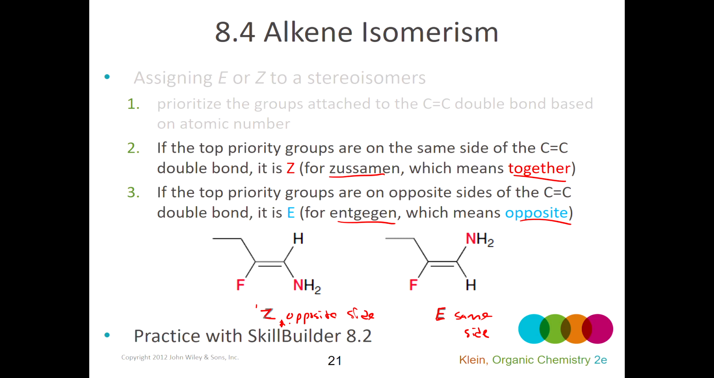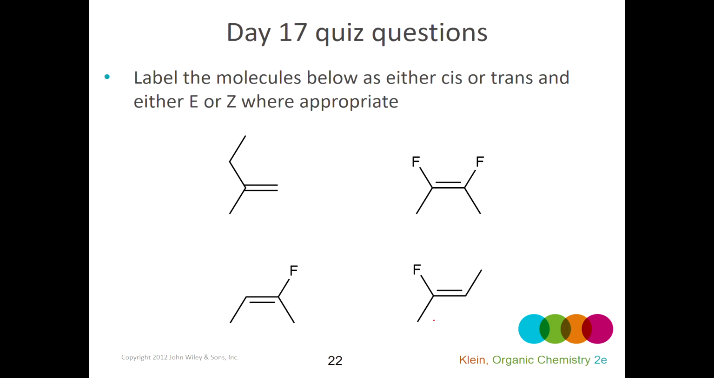However you remember is fine, but you have to have some way of remembering that when the two top priority groups are on the same side, that's Z, even though the letter Z has the lines pointing on opposite sides of the central line. And when the two top priority groups are on opposite sides of the pi bond, it's E, even though all the lines in the letter E come off of the same side of the central vertical line in the letter E. So any way you can use to remember that is fine. Let's just practice a couple, and then we'll go back and look at those other structures.